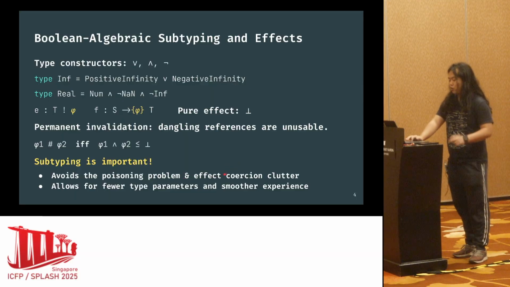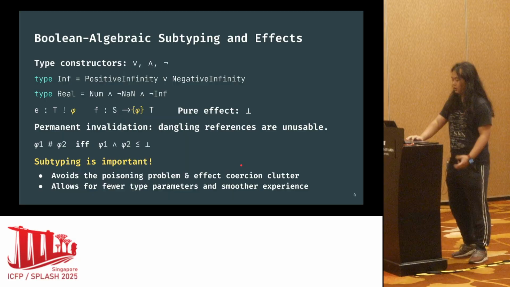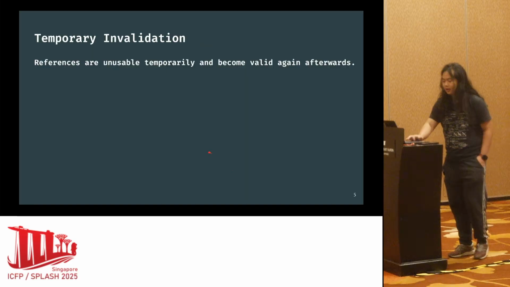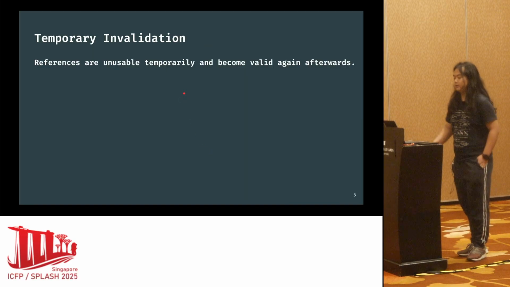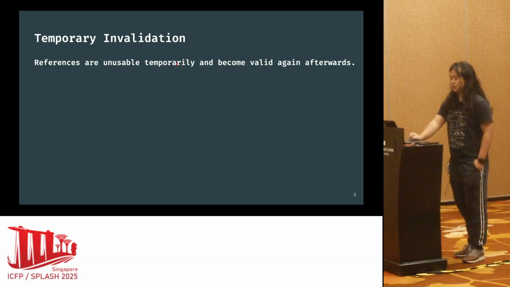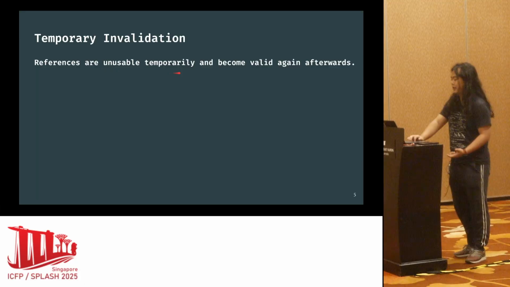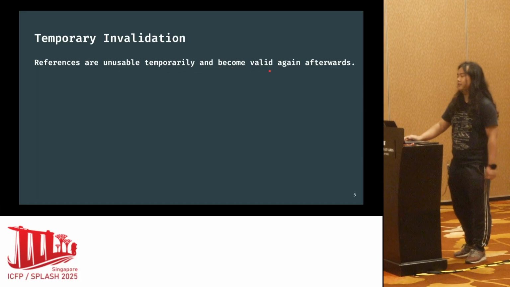And we also want to avoid unnecessary effect coercion. It also allows us to have fewer type parameters and smoother experiences. We already introduced what permanent invalidation is. So what is temporary invalidation? It is similar. Some references will become unusable temporarily, and later they will become valid again.